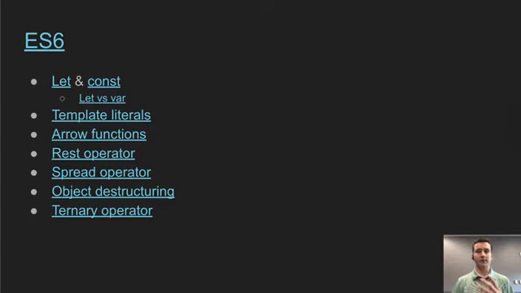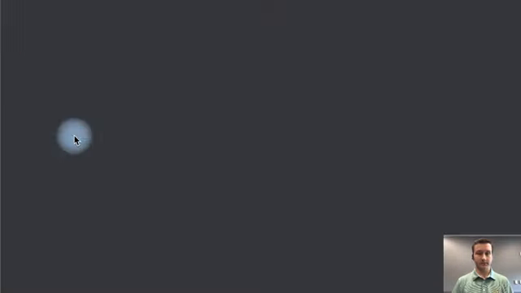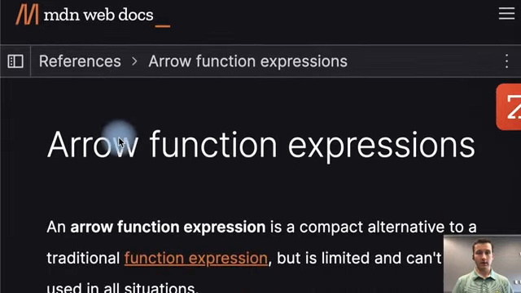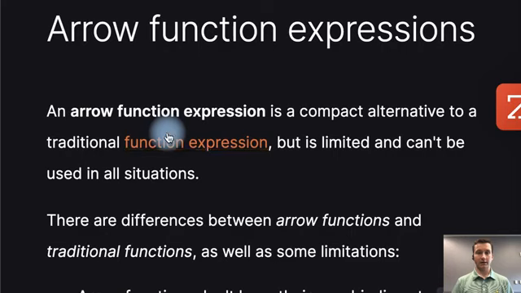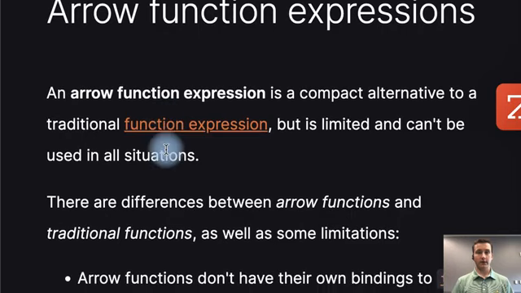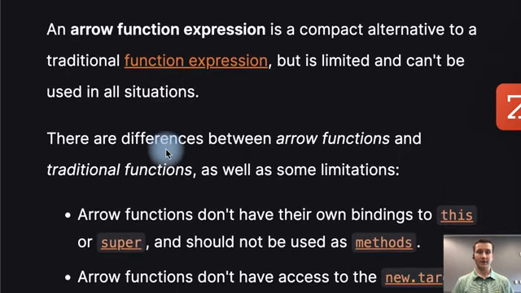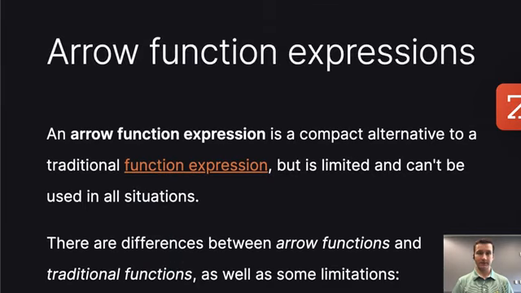If there are no parameters, or just one parameter, we can omit the parentheses, and we can omit the curly braces and return anything after the arrow indicator. That's the process of creating an arrow function. Okay, so we'll look at an arrow function here. Arrow function expressions: an arrow function is a compact alternative to traditional function expressions, but is limited and can't be used in all situations.